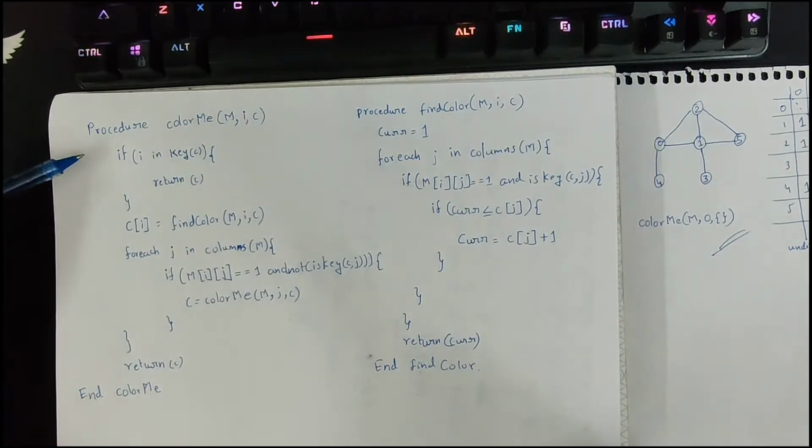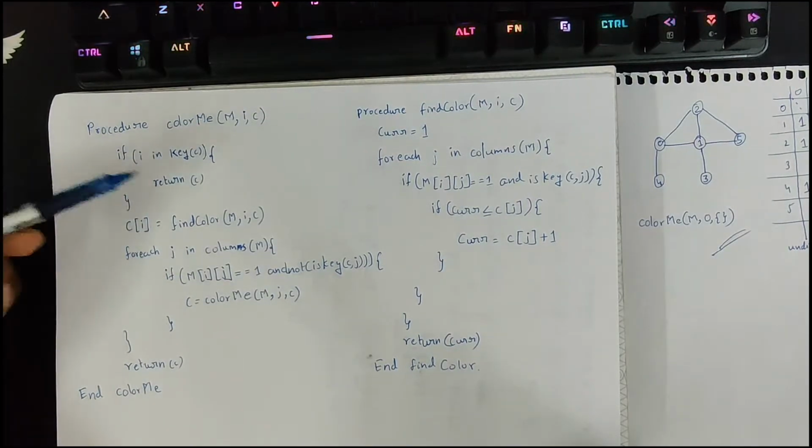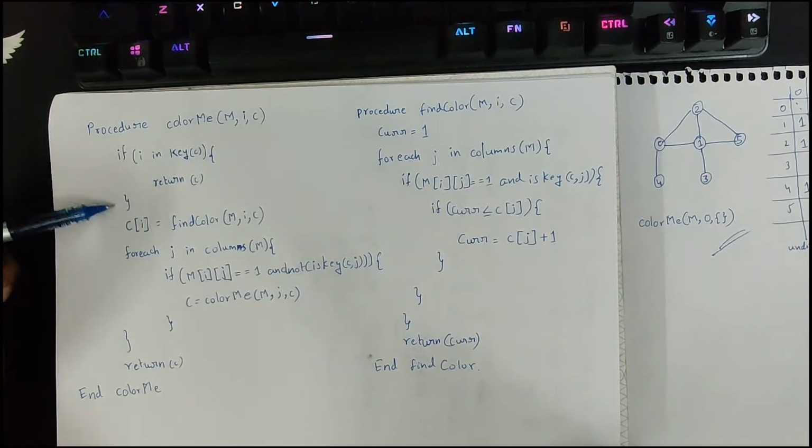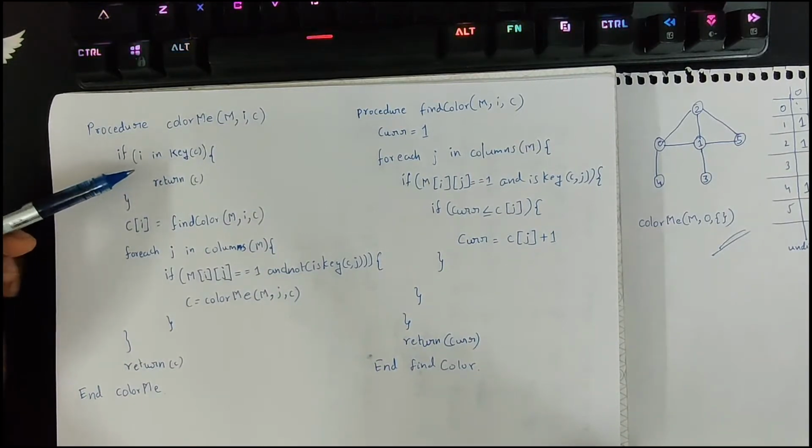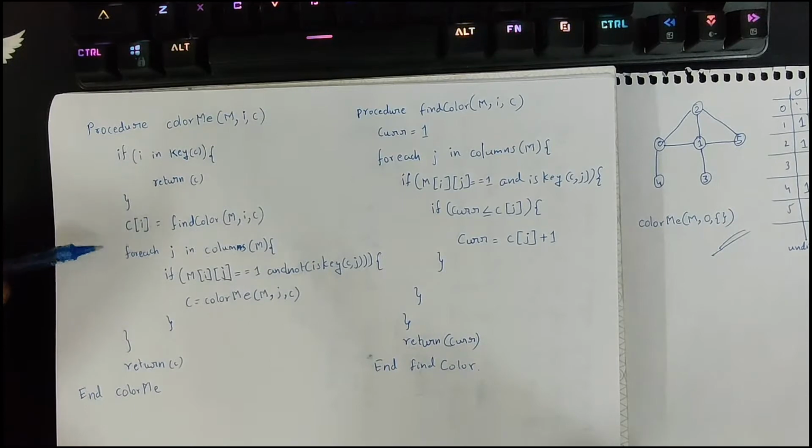So the base condition here is, if I is already a key in this dictionary, we'll just return C. So this will be the base condition. Okay, and if it is not a key in this dictionary, we'll go to the next step. C of I equal to find color of M comma I comma C. Same inputs, and we are assigning the value to key I here. Okay, this find color we'll see later.